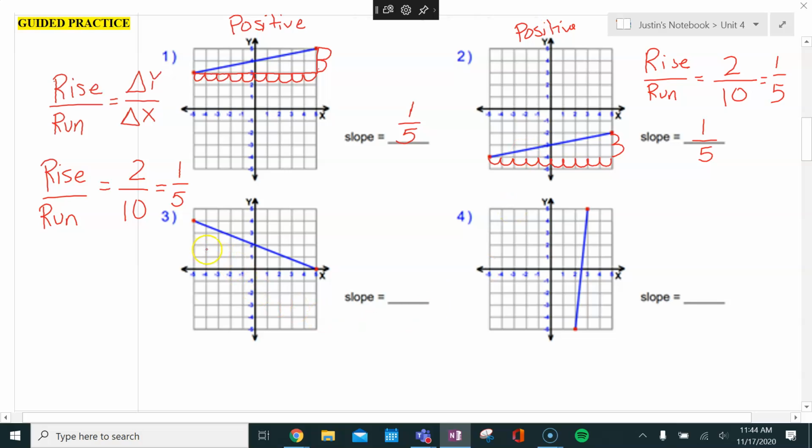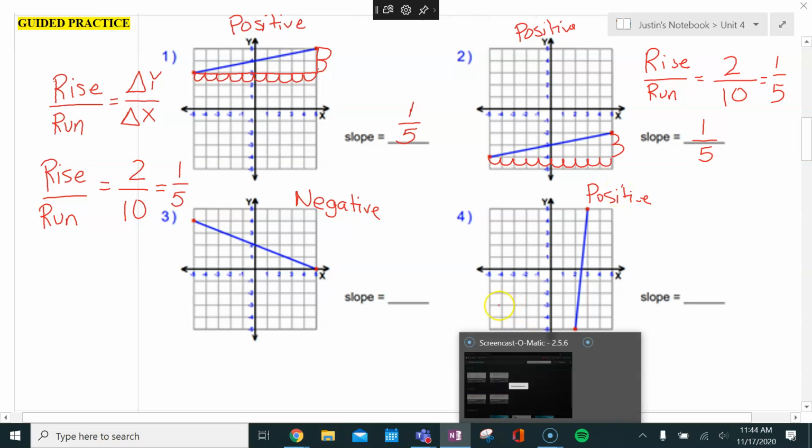If we look at number 3, it is going downward, which means this is going to be a negative trend or a negative slope. And then number 4, from left to right, from the leftmost point to the right point, it's going upward again. So this is also a positive slope.